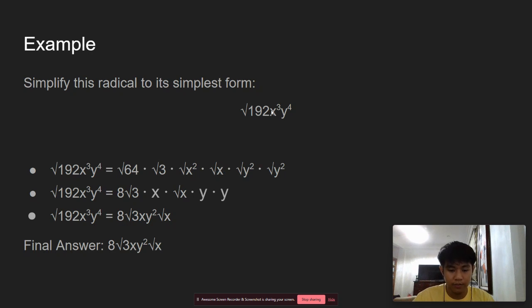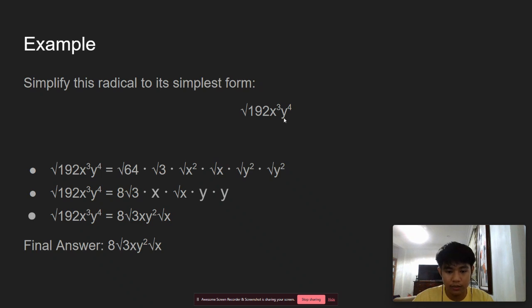Now x cubed, to simplify this, we can separate x squared and x. Since when multiplying two variables, their exponents will only add up. So if you separate this, it will turn into square root of x squared times square root of x, since x squared times x is simply x cubed.